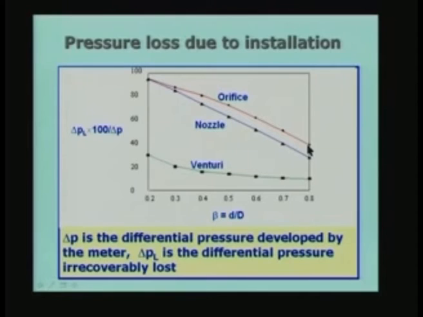That means 40% of the pressure drop which occurred in the converging section is going to be irrecoverably lost. The nozzle is slightly better, but you see that the venturi is the best, because even in the worst case of beta equal to 0.2, only about 30% of the value is going to be lost, and as you go to higher values of beta, it asymptotically goes to some 5 to 10% value. Therefore, the reason why we have 3 different types of variable area devices is because the orifice is not very good from the point of view of pressure loss due to installation, the nozzle is slightly superior, but the venturi is of course the best.